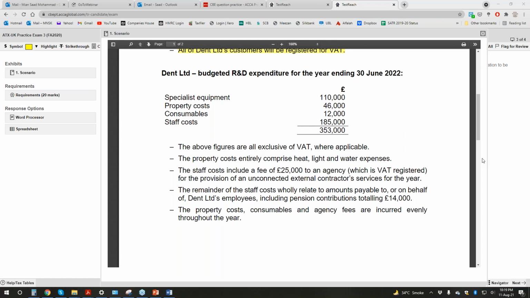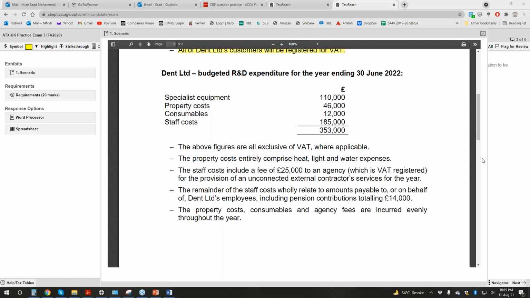Do remember that. This was a very important point for which I have stopped here. Do remember that none of the capital expenditure can qualify for enhanced relief. Only the revenue expenditures can. So the property cost and all other cost can qualify, but the specialist equipment cannot. I hope I have made myself clear.